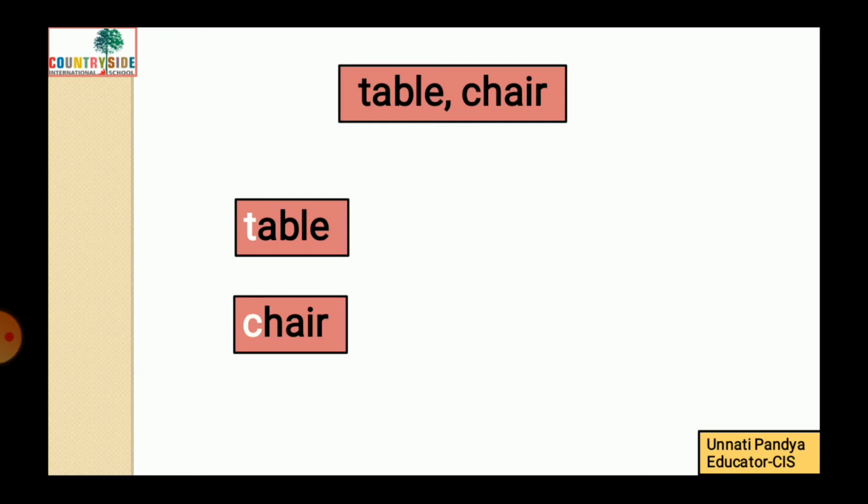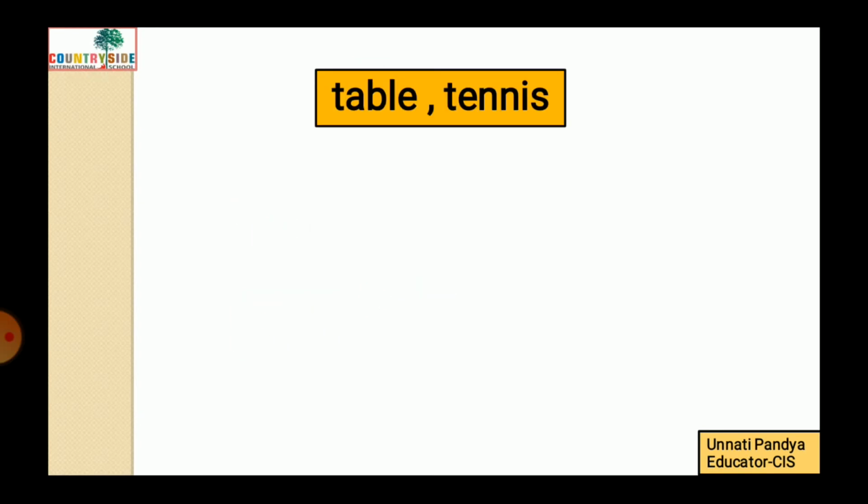So, which letter will come before the other alphabetically? Well, if we see, C comes before T in the alphabets. So, according to alphabetical order, we will find in the dictionary the word chair first and the word table later on. Let's take one more example.